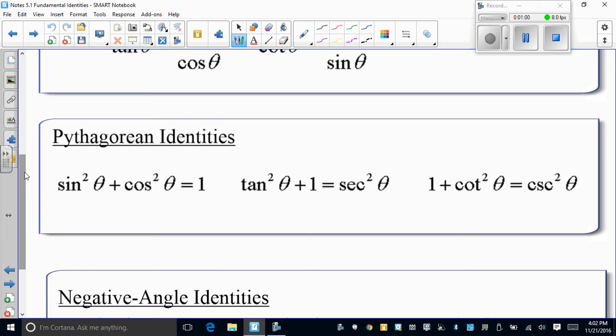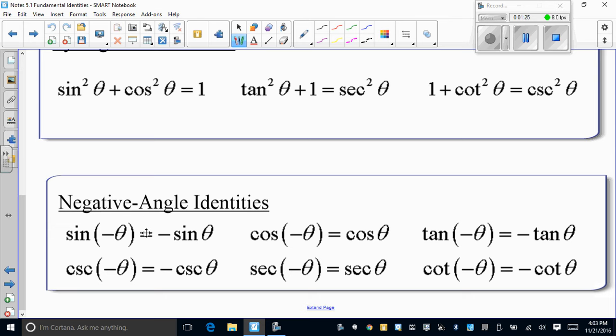Your Pythagorean identities, I gave you the breakdown of all of these. This is the one that you absolutely have to remember. Sine squared plus cosine squared equals 1. And then the next one is tangent squared plus 1 is secant squared. And it doesn't matter really the order on this one. 1 plus cotangent squared, it doesn't matter, it's going to give you cosecant squared.